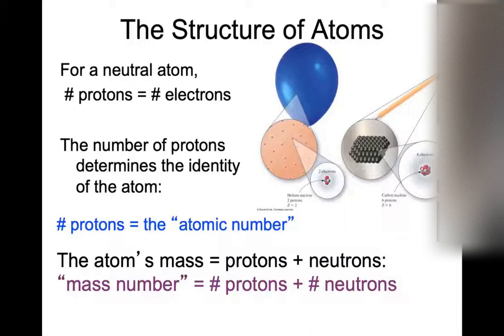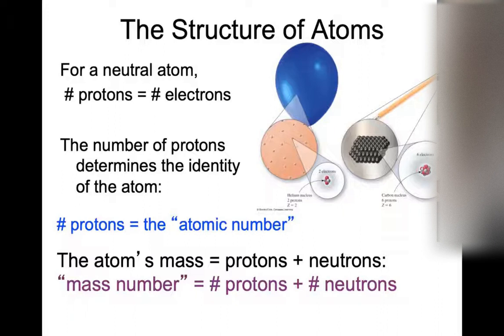First, I like to work with neutral atoms. So if it's electrically neutral, that means the plus charges are equal to the negative charges. They cancel out to a neutral atom. So we know for neutral atoms, the number of protons in the nucleus equals the number of electrons in those outer shells.